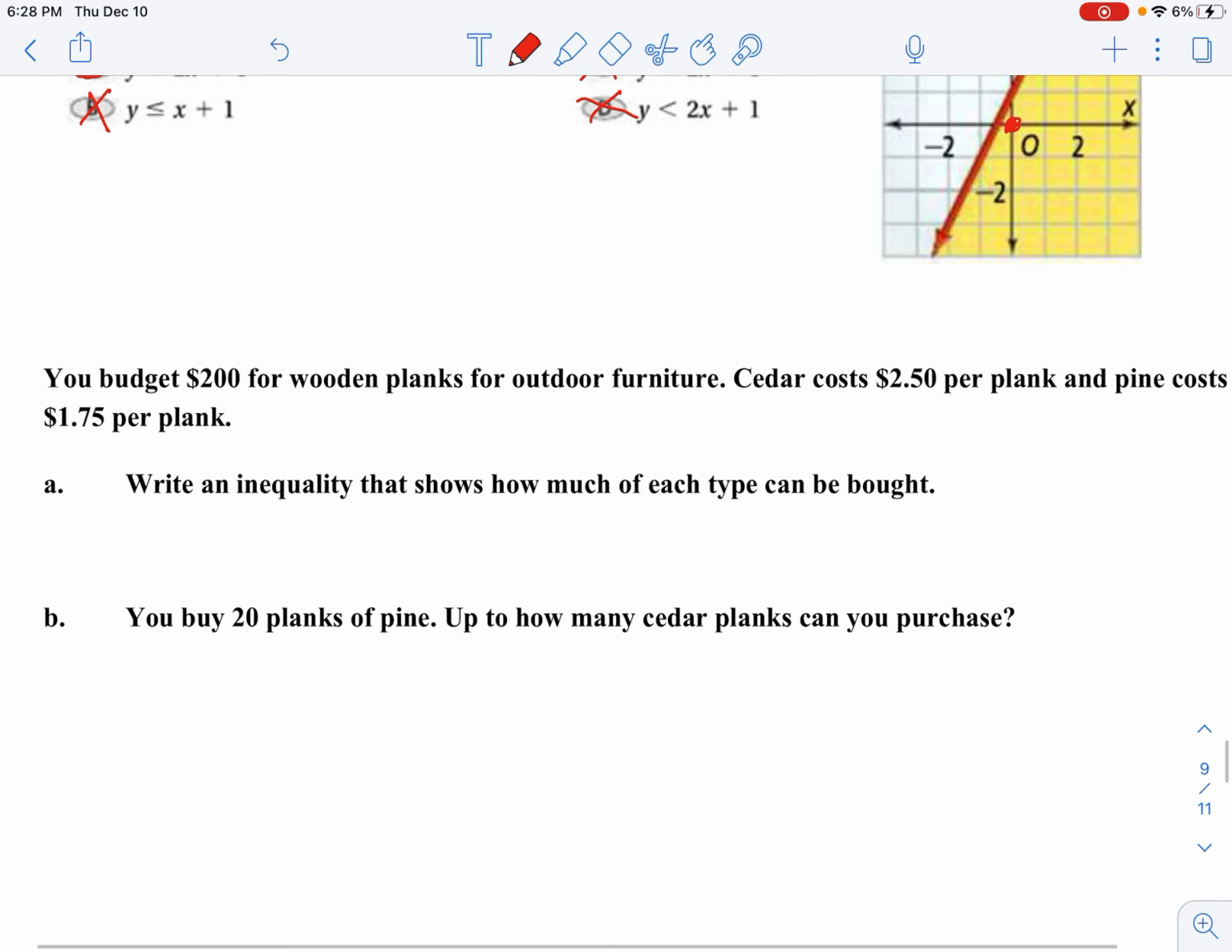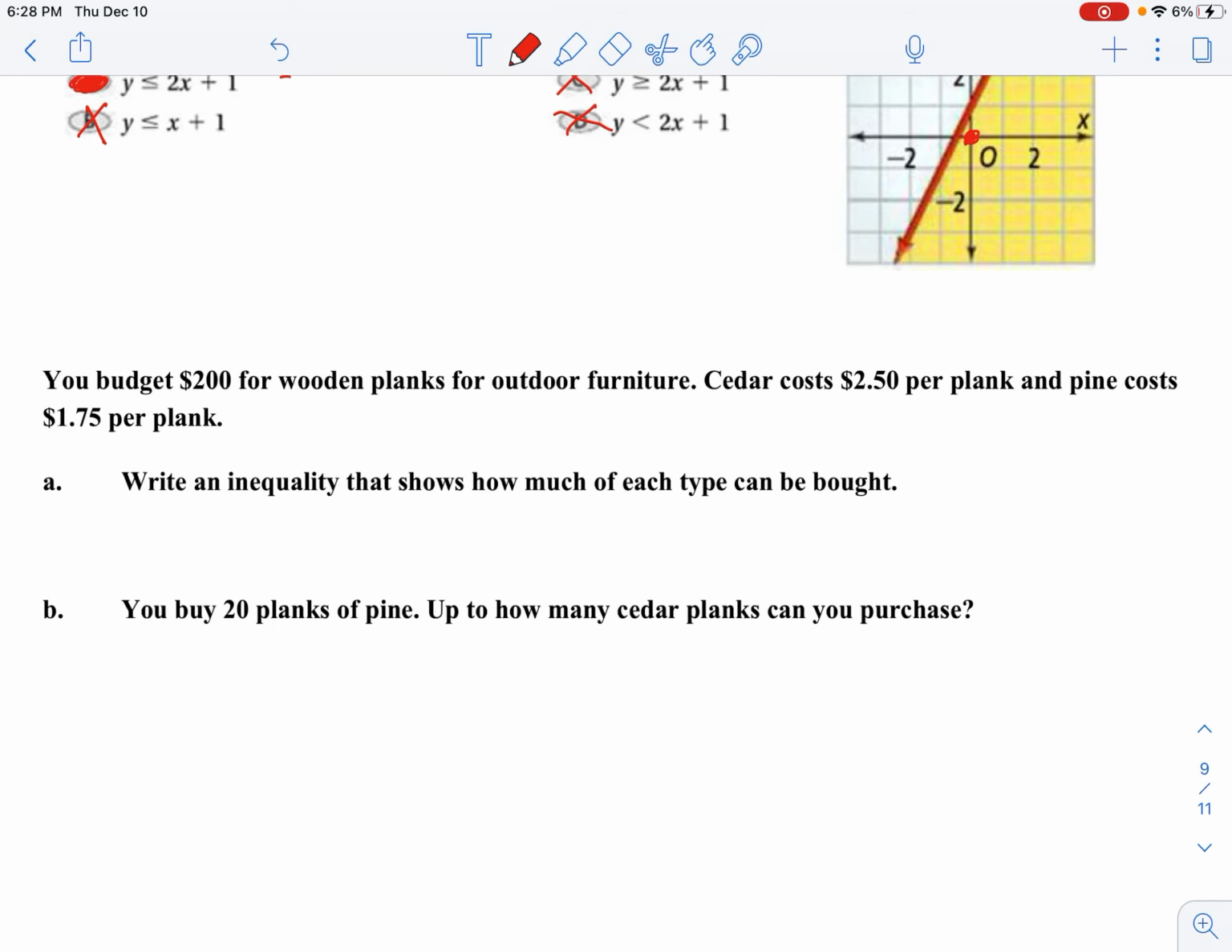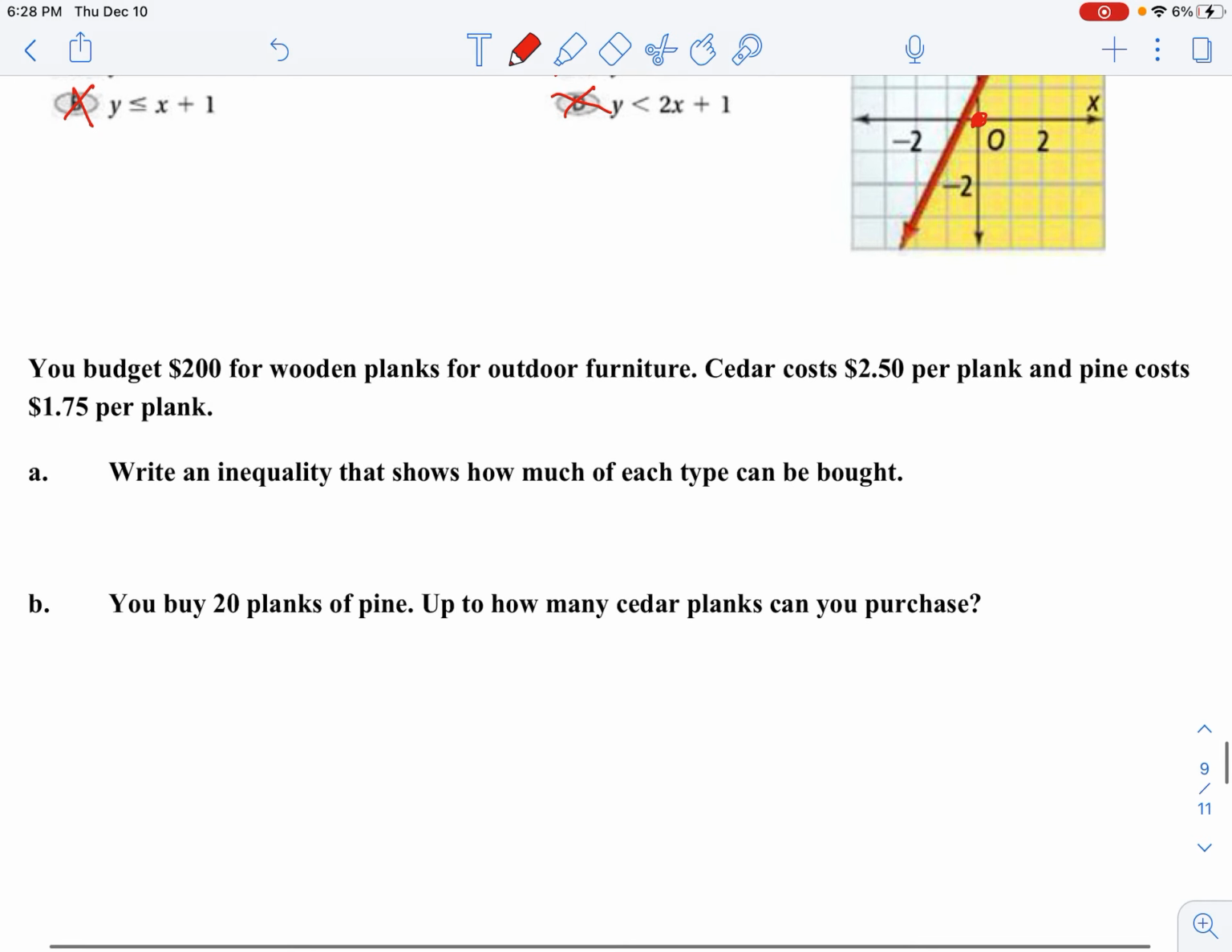Last problem here. You budget $200 for wooden planks and outdoor furniture. Cedar costs $250 per plank and pine costs $175 per plank. So I tell my students I like to find the total first and put it by itself. I have a total of $200 to spend. I don't know why I put an equal sign there, because we can spend less than 200. 200 is a maximum. So I'm going to use an inequality with an equal sign, because we can spend exactly 200 as well.